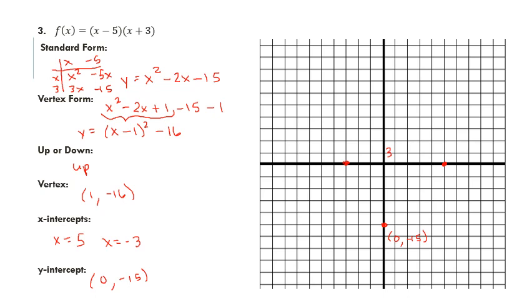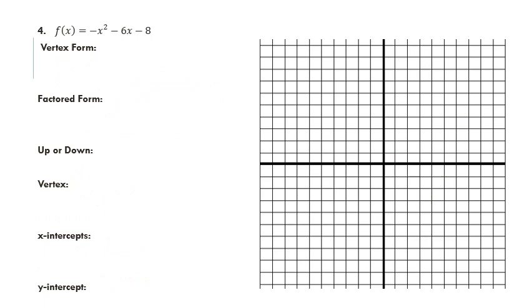Okay, so vertex at +1, -16, so that's just barely below it since we're counting by 3's, right? And as you can see, we've made a nice parabola shape if I can draw it on my computer. Okay, there we go. All right.